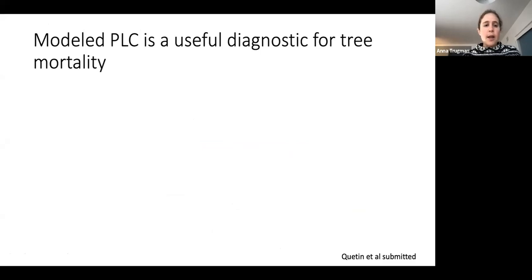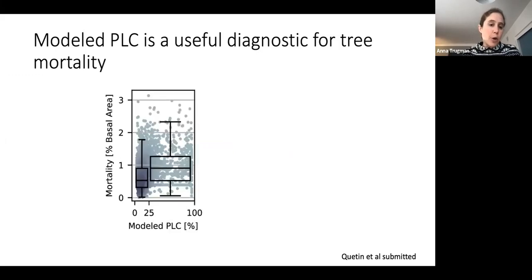And because we're doing future projections with this SSP 3-70, we wanted to understand if this model PLC was a useful diagnostic for stress. And one way to look at that is to see if we're capturing mortality patterns in the forest inventory database. And so we compared mortality at a particular grid cell from the forest inventory in terms of percent basal area, which is shown on the y-axis here, compared to model percent loss in conductivity.